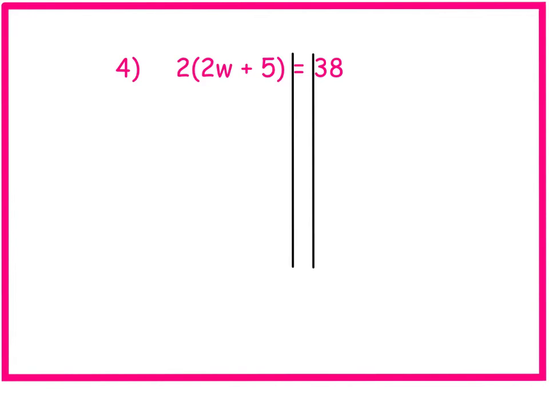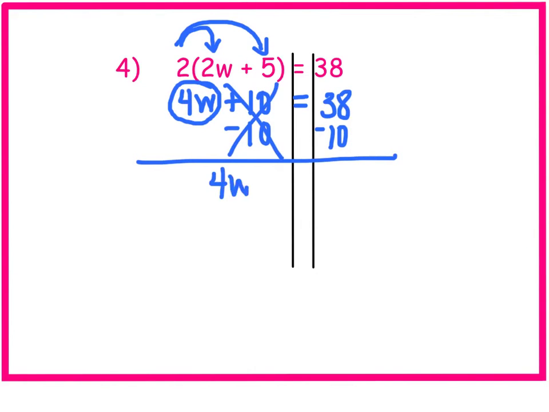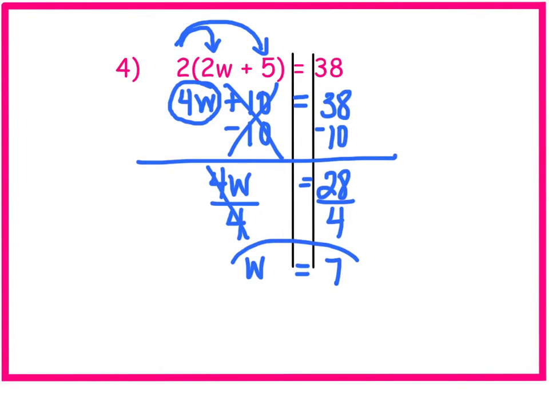Okay, here's another type of equation. Go ahead and try it yourself, and then play the video to check your answer. All right, let's try it. First, we're going to use the distributive property to eliminate parentheses. So I get 4w plus 10 equals 38. Here's my term with the variable, so I'm going to eliminate the 10. We're left with 4w equals 28, and then divide by 4. So w equals 7.